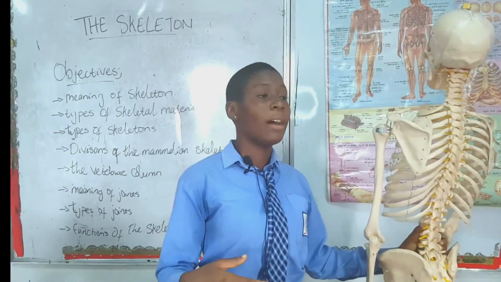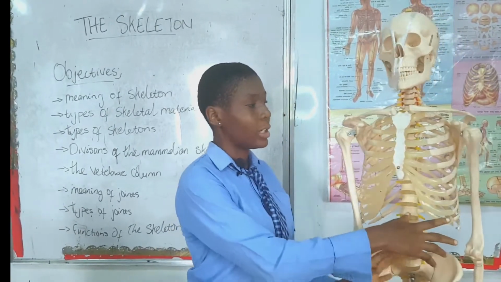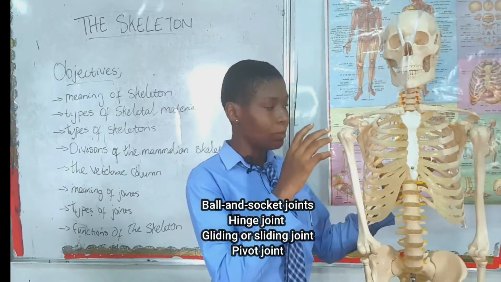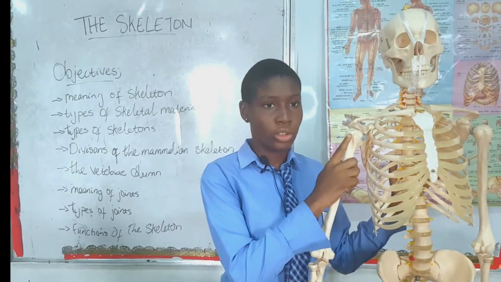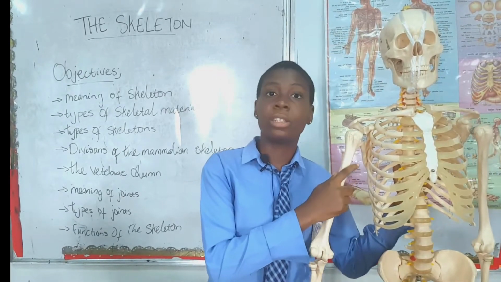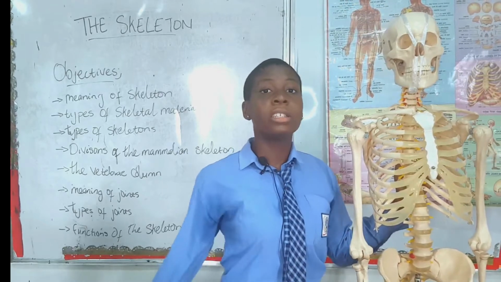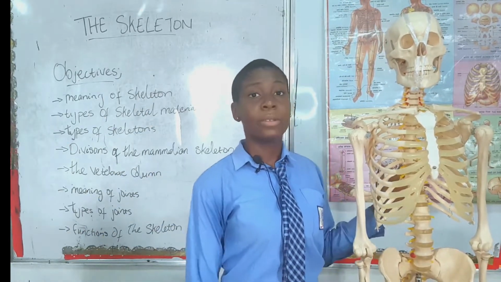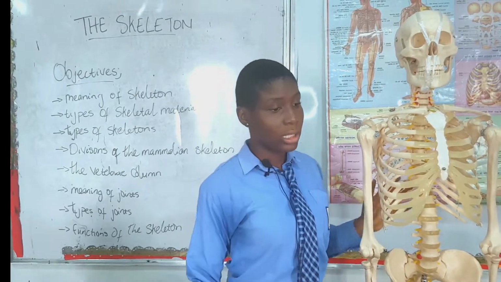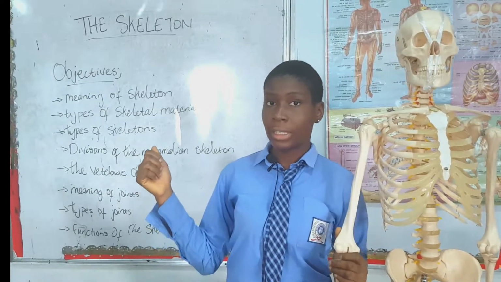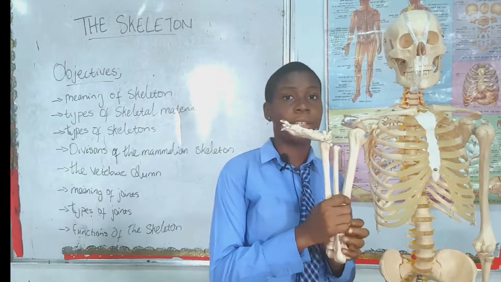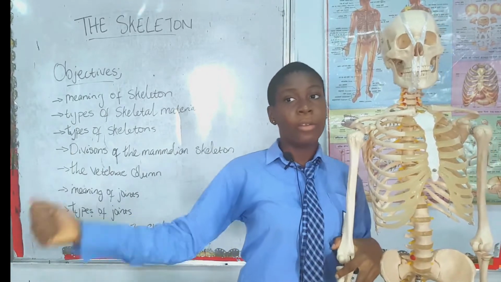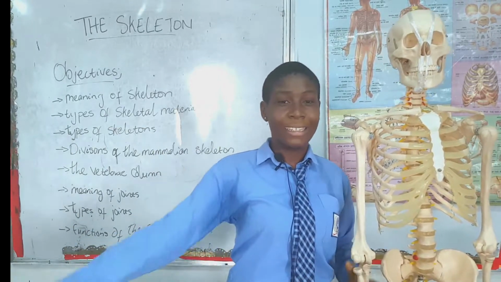In movable joints, we have the first one, the ball and socket joint, found mostly in the shoulder, where the humerus attaches to the scapula or the collarbone. This ball and socket joint brings about 360-degree motion. That's why we're able to rotate our hand. The second one we have is the hinge joint. It brings about 180-degree motion. That's why we're able to flex our hand. We're able to bring it forward and take it back.